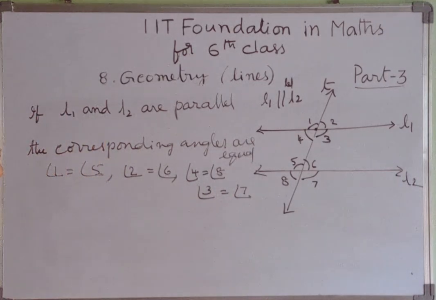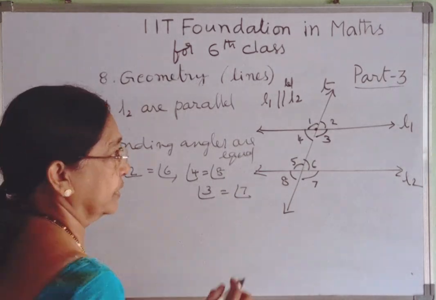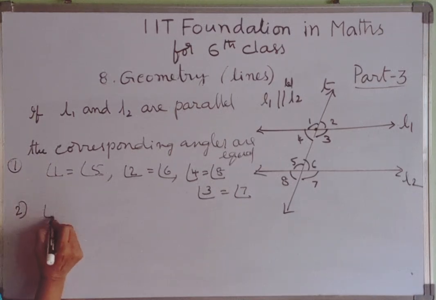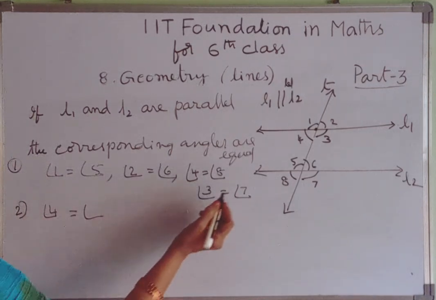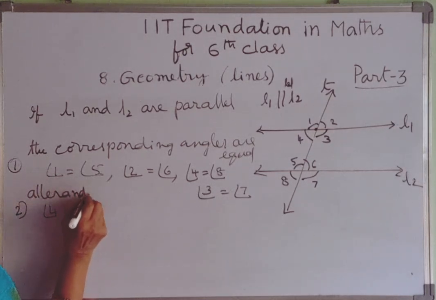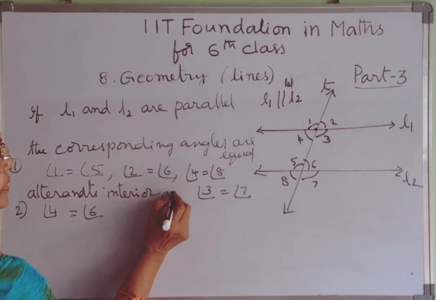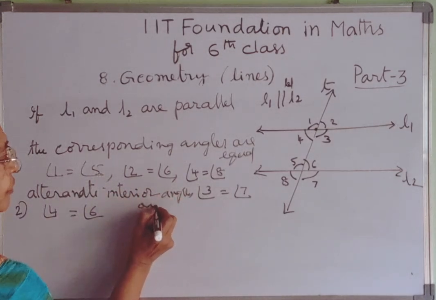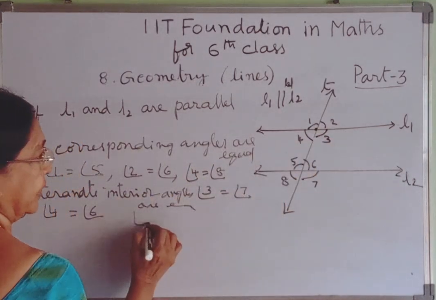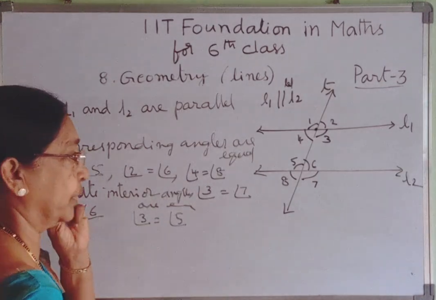They are the corresponding angles, and alternate interior angles are equal. So these are alternate interior angles. Angle 4 is equal to angle 6, and angle 3 is equal to angle 5. This is when L1 is parallel to L2.